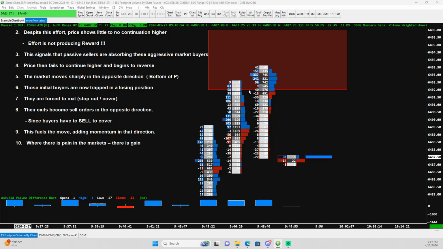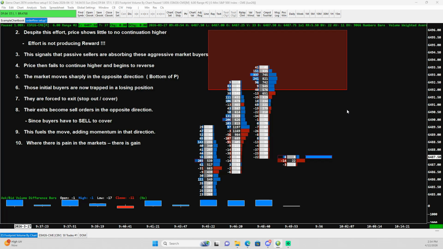And so for the two reasons that I've mentioned, passive sellers absorbing these aggressive market buyers, and those aggressive market buyers being trapped in a losing position and forced to cover, which acts as new selling in the market, can act as very powerful evidence that we can use to actually validate our idea that sellers are stepping back in at that supply zone.